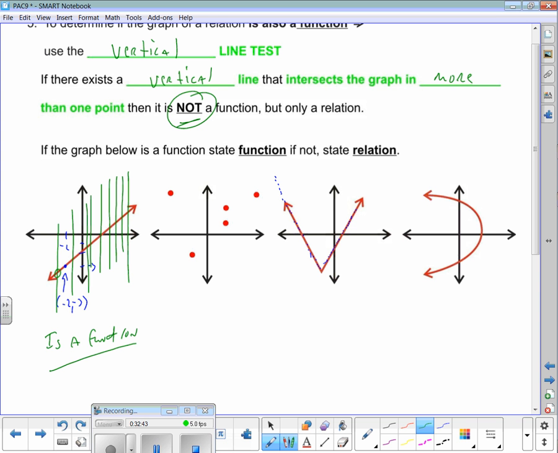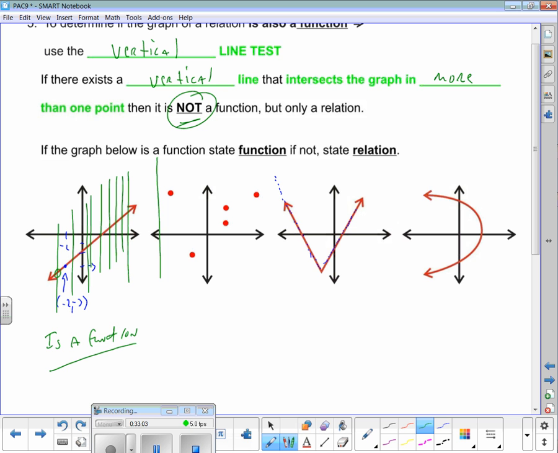All right, look at the second example. I'll need you to ask some questions after I'm done with this one, but let me get done before you ask your questions. Does that hit in more than one point? No. So I guess this is a function, huh? It passed.